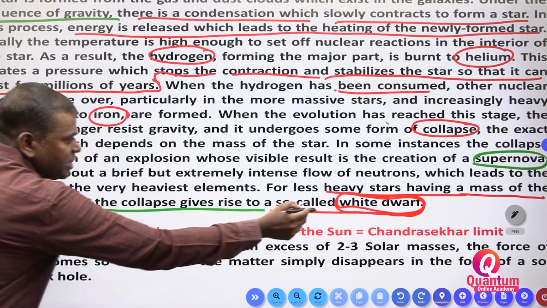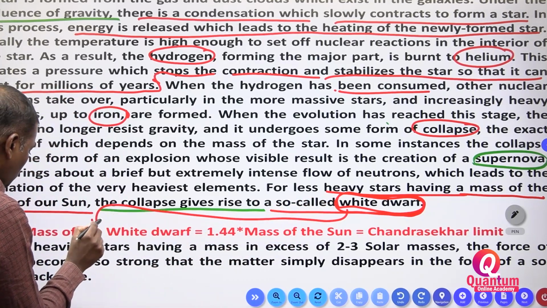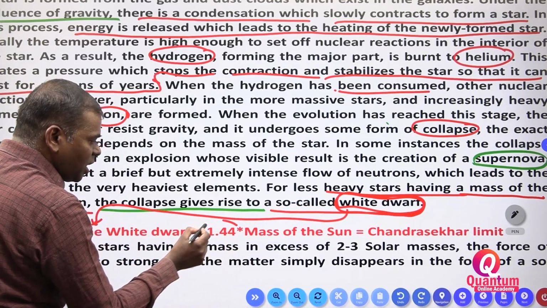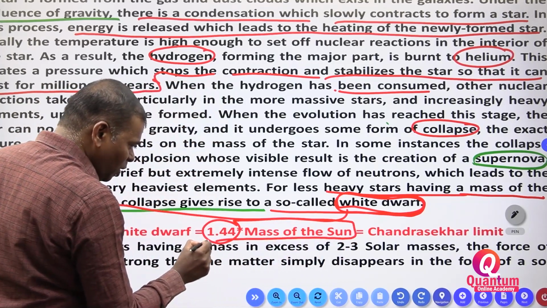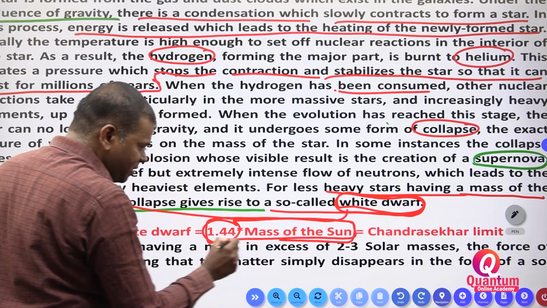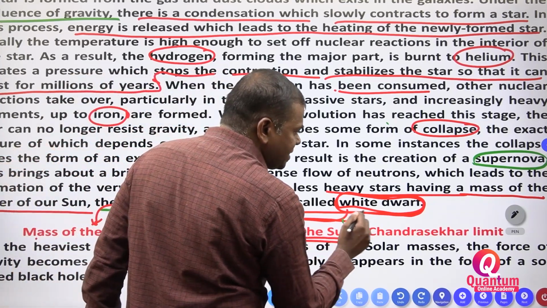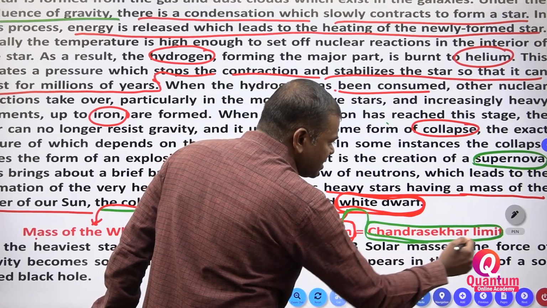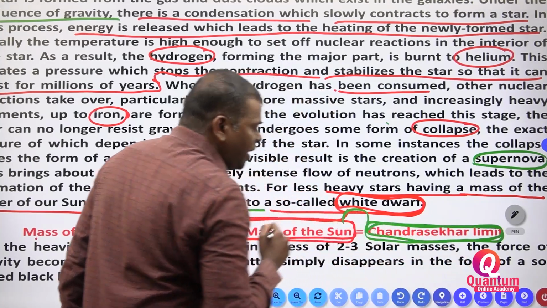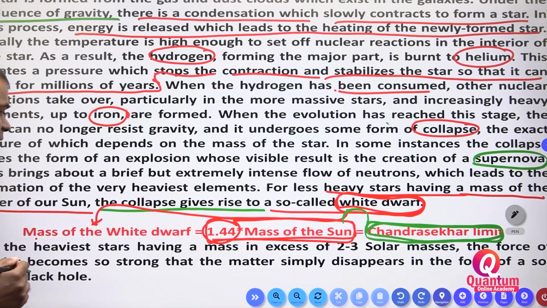A white dwarf is nothing but a star. The mass of the white dwarf is 1.44 times the mass of the sun. This limit we call the Chandrasekhar limit. Based on his name, for his discovery, he got the honor of the Chandrasekhar limit.